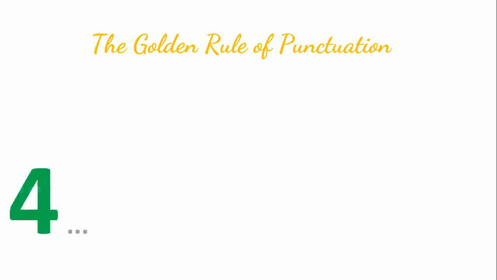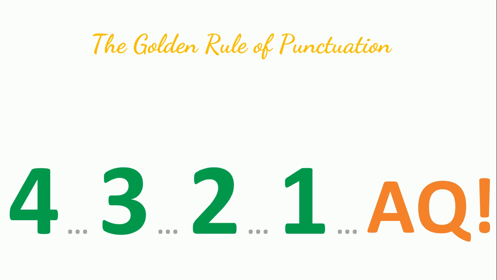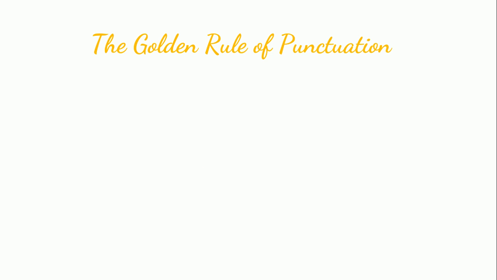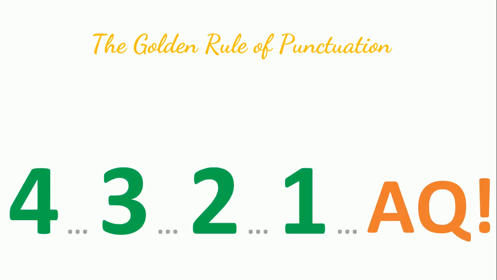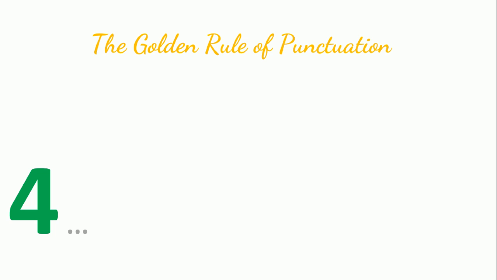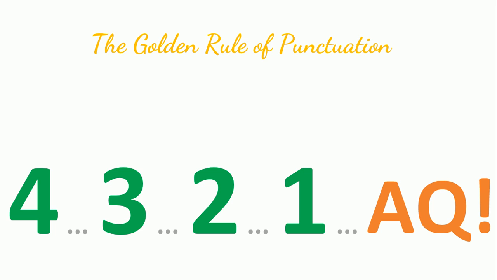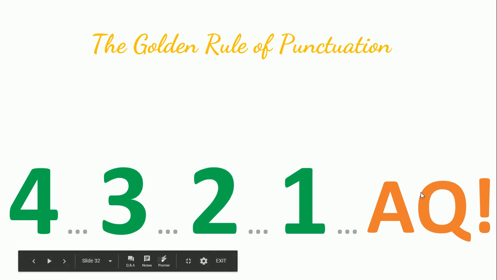And it goes like this. 4, 3, 2, 1, ack. Okay, let's do it again. You should say it out loud with me. 4, 3, 2, 1, ack. That's the golden rule of punctuation. What this means is that there are 4 proper ways to use commas, 3 ways to use dashes, 2 ways to use colons, 1 way to use a semicolon, and ack, apostrophes and quotation marks are also a thing that you should know about. So this is everything you need to know about punctuation on the SAT.